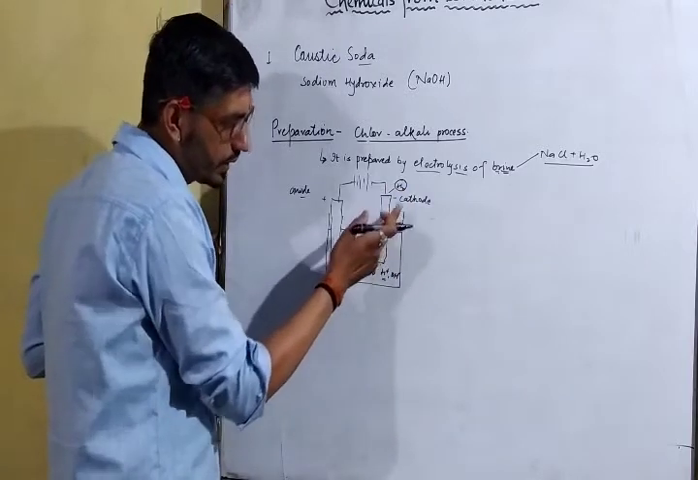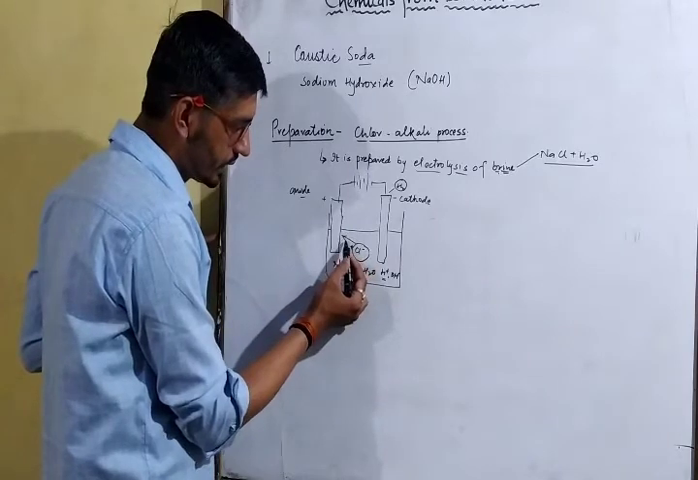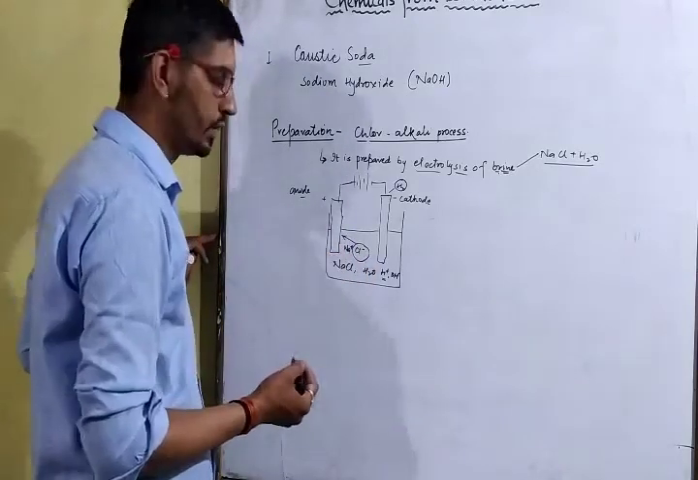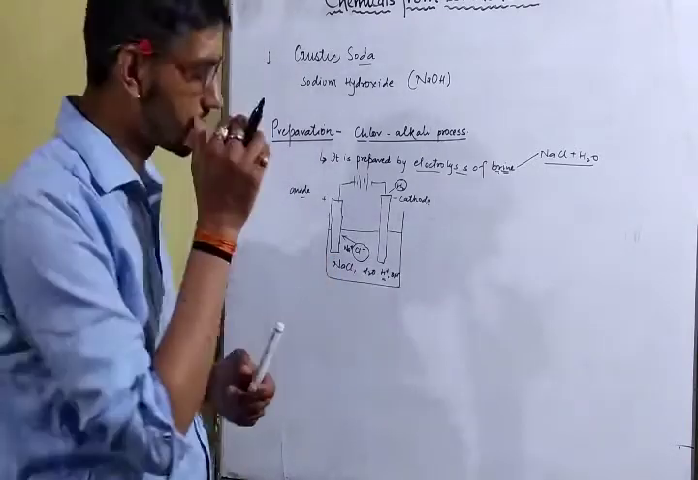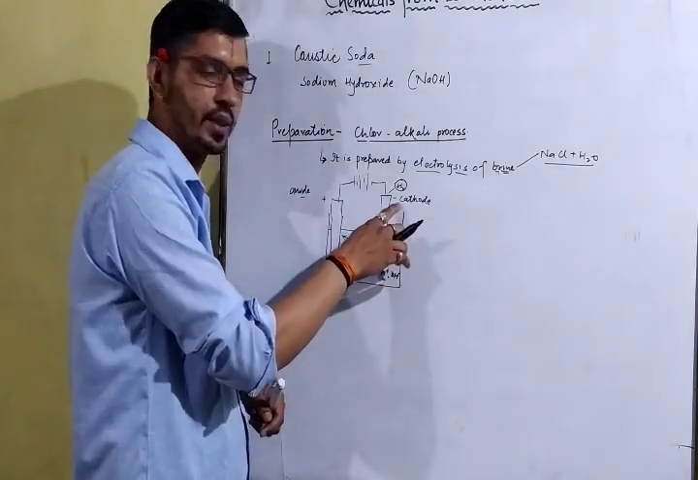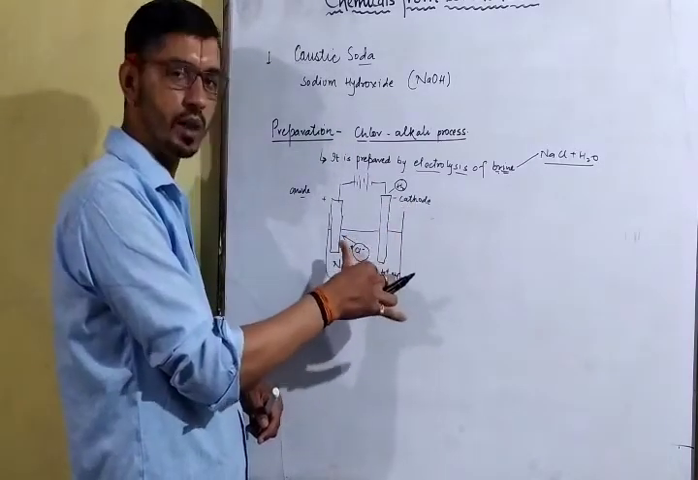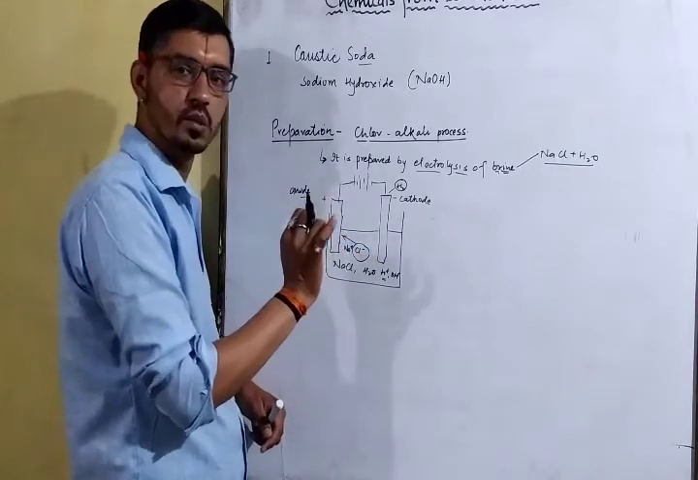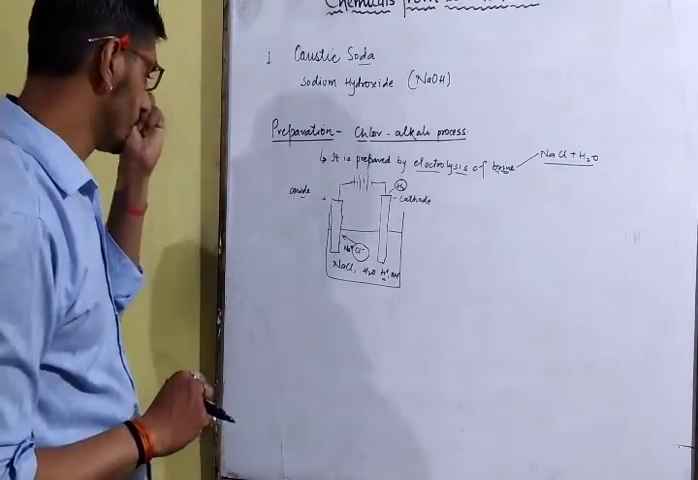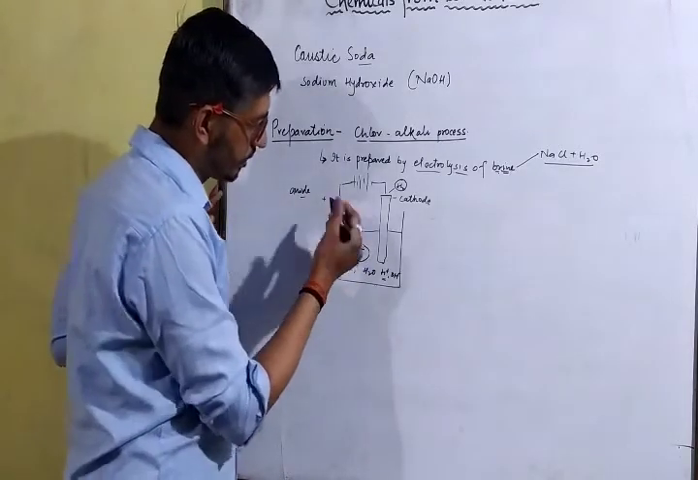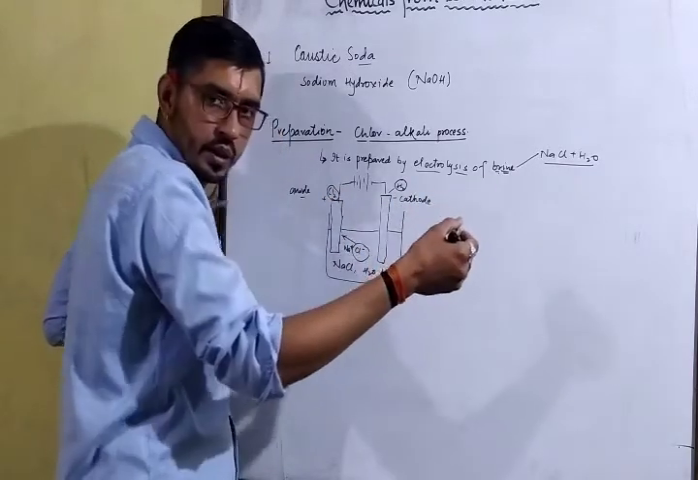Where will this move? Towards the cathode. Being a negative radical, chloride will go towards the anode, because we know that unlike charges attract each other. So hydrogen ion will shift towards the cathode and chloride ion will shift towards the anode, because chloride ion has negative charge and anode has positive charge. So Cl2 gas is collected over the anode, and H2 is collected over the cathode.